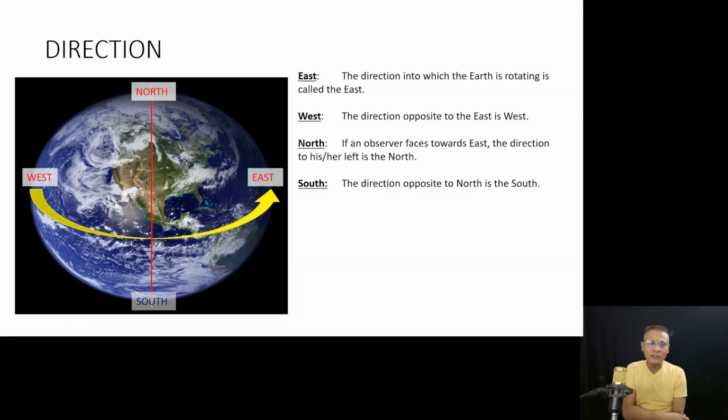The direction opposite to the rotation of the Earth is known as the west. And if you stand facing towards the east, the direction on your left side is the north, and the direction on your right side is known as the south direction, or the opposite to the north is the south direction.